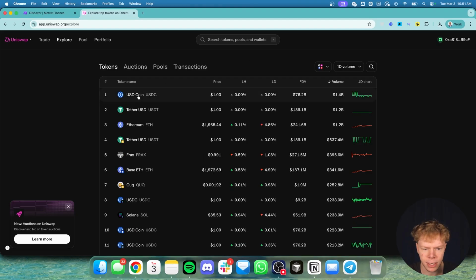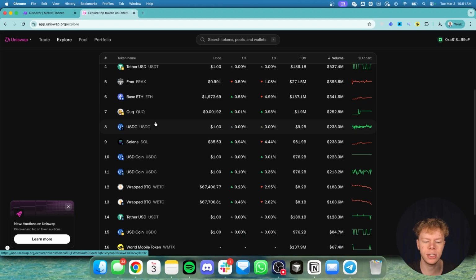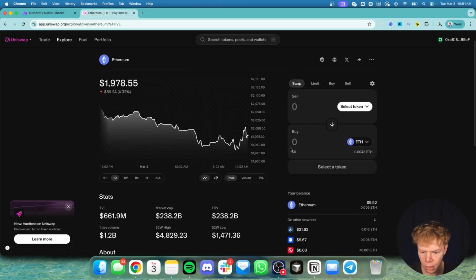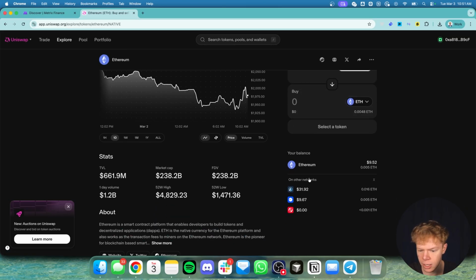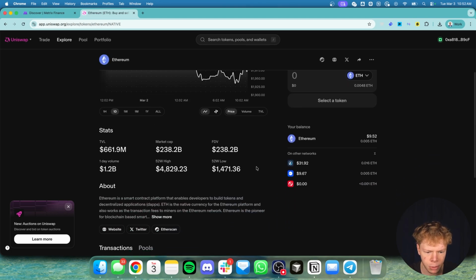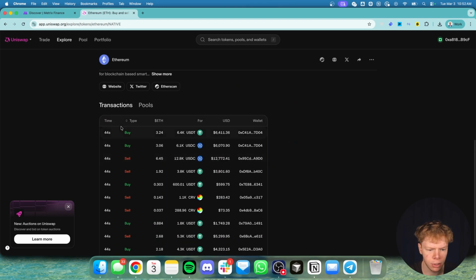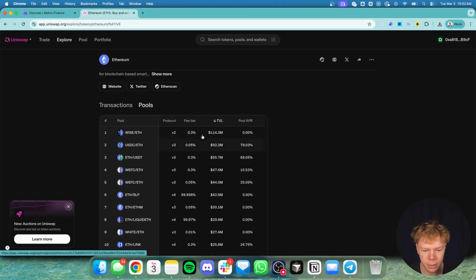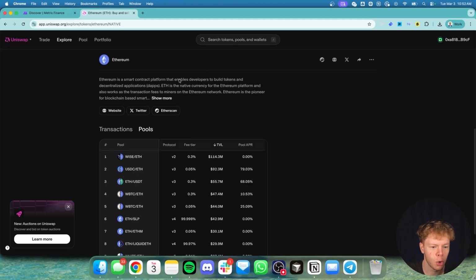Now, one thing I want to pay attention to is number one, tokens. So let's just say we look over here at Ethereum. When we look at Ethereum, we have the option to view a lot of data and information about Ethereum, see it on other networks, lots of stuff. Pretty cool, right? Well, we can also go down here, look at the transactions that are happening with Ethereum, but more importantly, look at the pools for Ethereum. So you can see if we select Ethereum, top pool is Wise to Ethereum with 114 million in TVL. Then we have USDC Ethereum with 92 million in TVL, so on and so forth down this list.